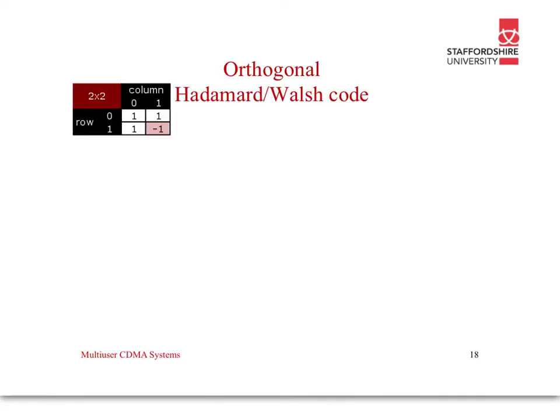So, first of all, the orthogonal code. This is known as the Hadamard-Walsh code. First of all, we have a 2 by 2 code. So we assign the 2 by 2 matrix. Then we have 1, 1 on the first row and 1 on the second row, and finally the inverse of 1, so minus 1, in the bottom right hand position, or column 2, row 2. It's highlighted here. So the spreading gain would be 2, and the number of users would be 2.